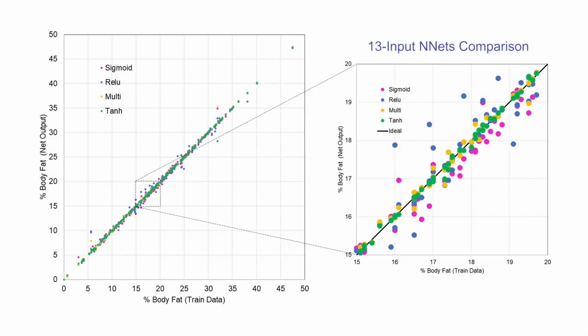Next, we compare performance for the 4 different activation function configurations for the 13-input net. We can see that all 4 nets perform pretty well. Looking at the inset, we can see that, based on how they fit an ideal line, the 10H net performs the best, followed closely by the multifunction net, then by sigmoid, and last by ReLU.